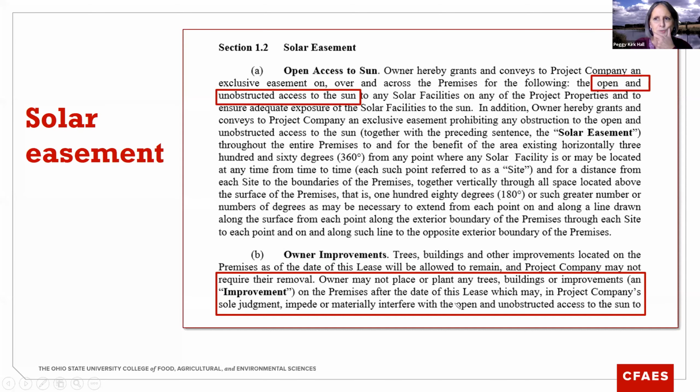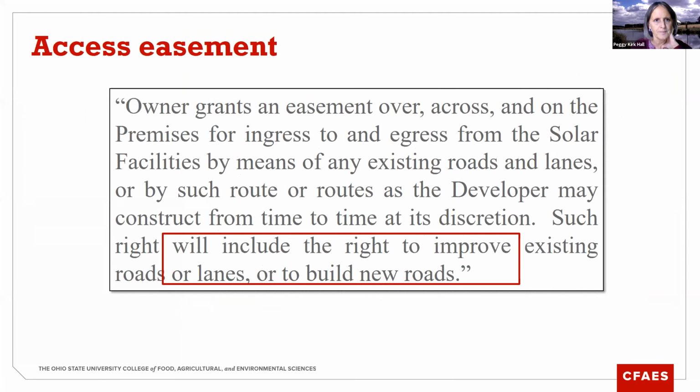And as you can see in this one, down in the bottom, there's a restriction on new improvements generally. And those improvements are not just buildings. We're talking about trees, any kinds of improvements that might interfere with the sun are going to be restricted, and you're not going to be allowed to make those improvements. But typically in the leases, they do allow existing improvements to remain in place.